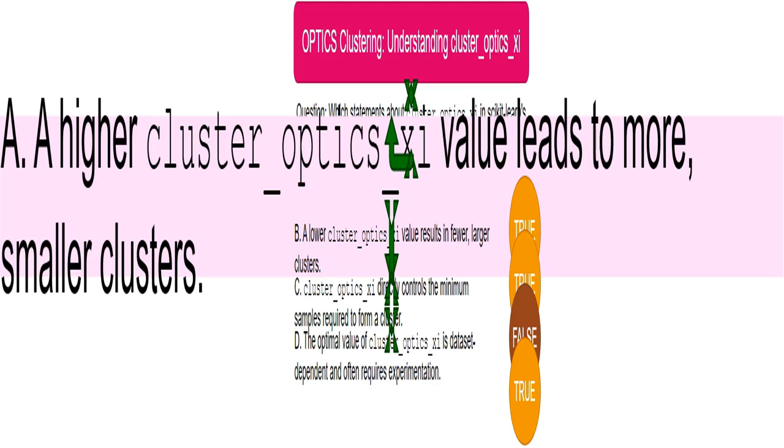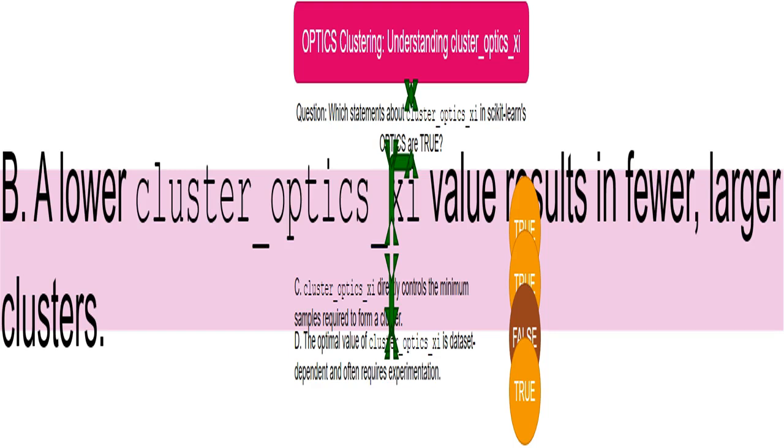This statement explores the impact of a higher value. A higher value makes the algorithm stricter. It's like setting a higher bar for two data points to be considered part of the same cluster. This stricter threshold leads to more, smaller clusters. Does that make sense?